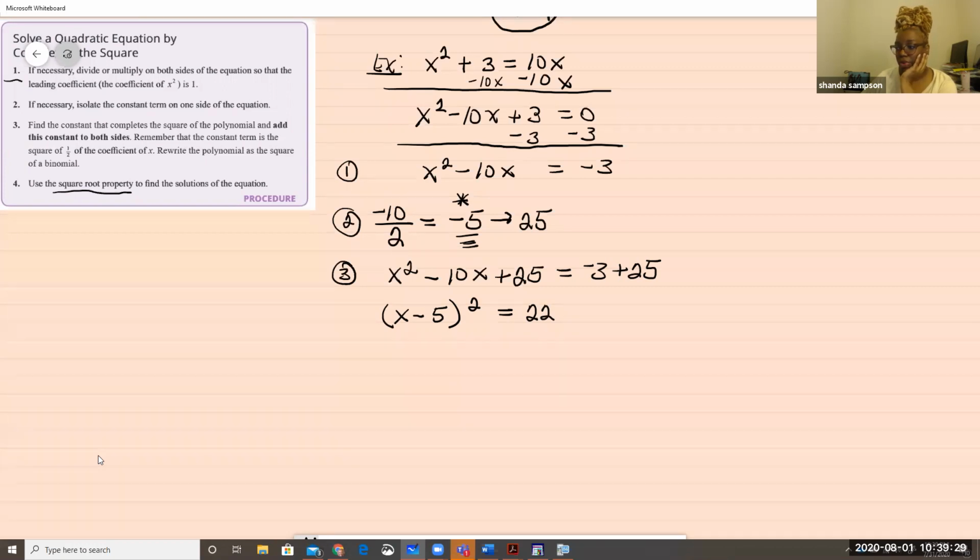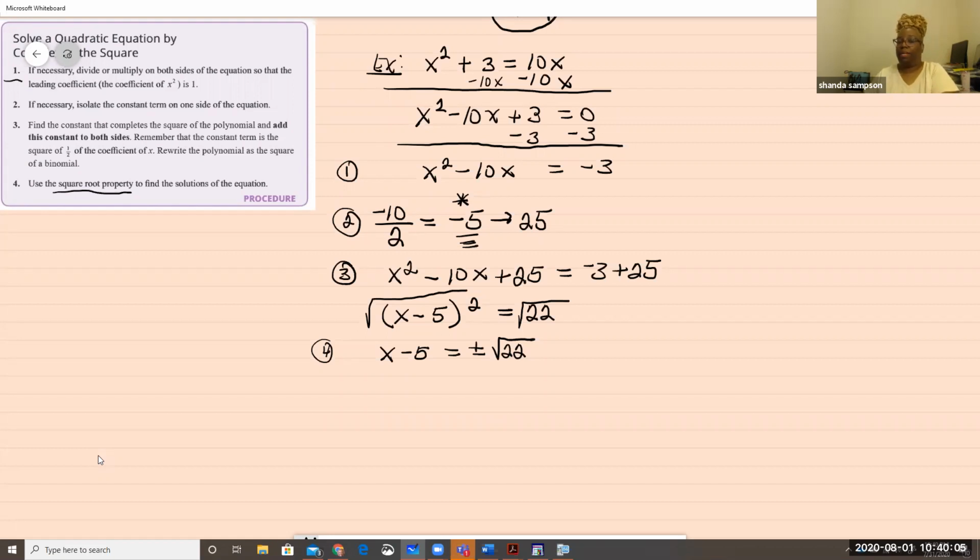Everybody good? Waiting for you to catch up. All right. What's the next step? Square root both sides, the square root property. Don't forget, if you add a square root, you got to add a plus or minus. So this becomes x minus 5 is equal to plus or minus the square root of 22, because it can't be broken down.